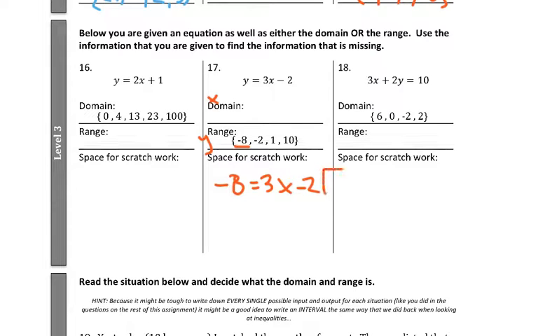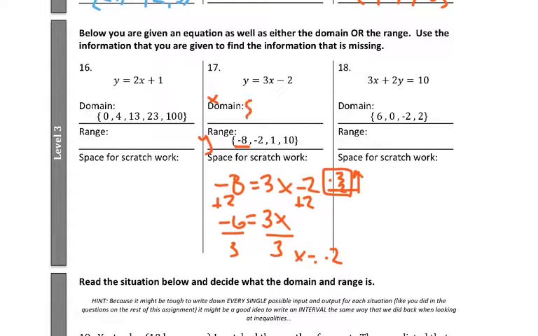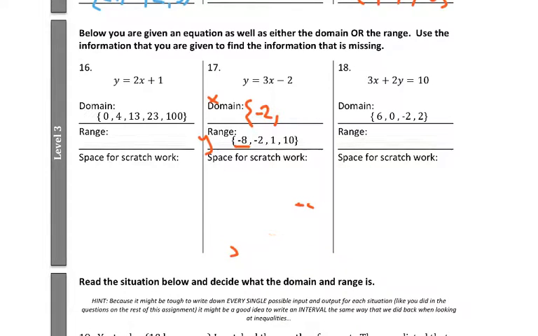And then this is a box of doom question. X is being multiplied by 3 and subtracted by 2. So we do the opposite stuff backwards. Add 2 to both sides, so -6 equals 3x. Divide by 3, divide by 3, and x equals -2. -2 is one of the numbers in the domain. All right, now we're going to go ahead and check another one.